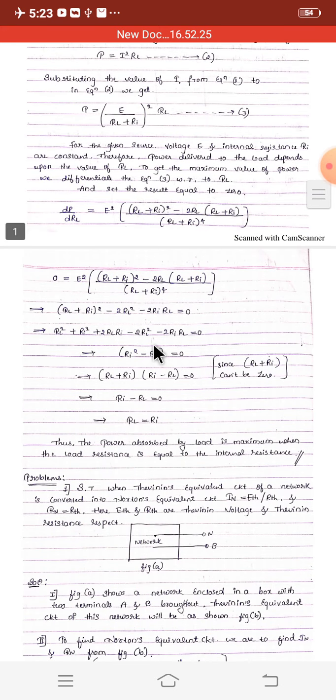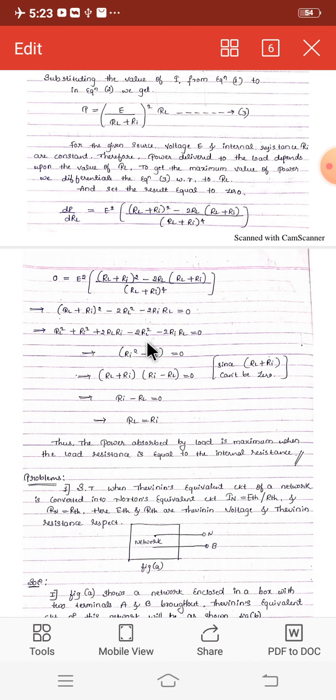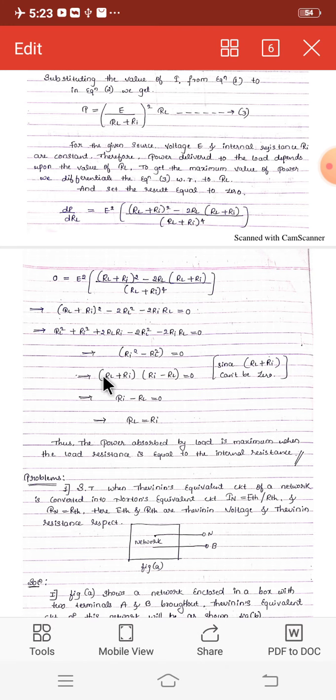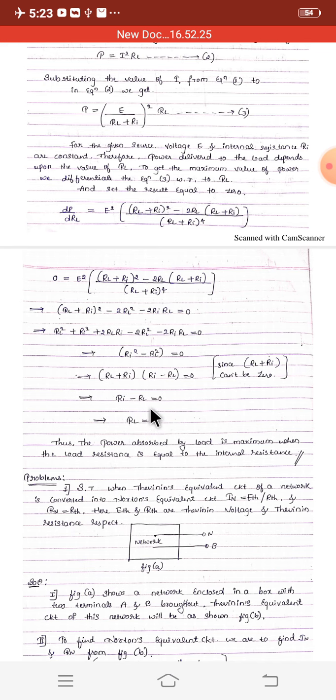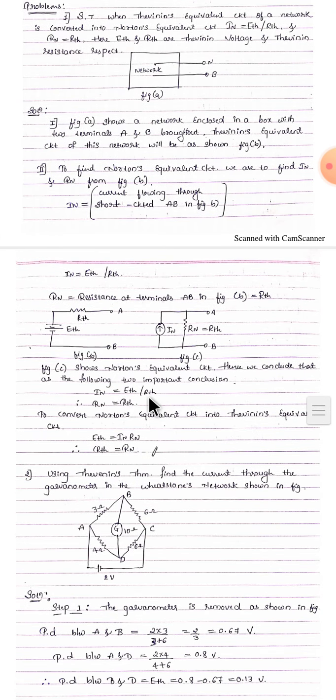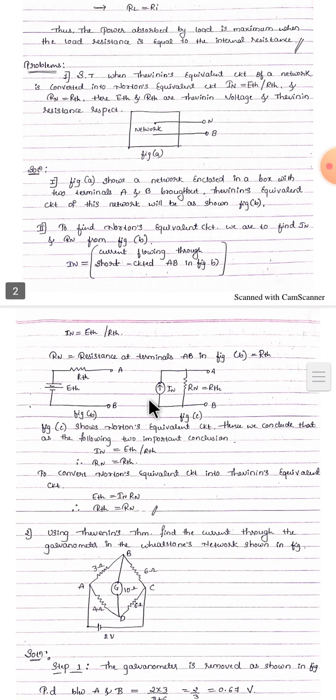Simplify this expression. Here RL square minus 2RL square, that is minus RL square. Ri square is only Ri square, plus 2RL Ri minus 2RL Ri get cancelled. But since RL plus Ri can never be equal to 0, only this is equal to 0, that is RL equal to Ri. So RL equal to Ri means the maximum power transfer theorem is proved. So these are the two applied problems. Just practice these two problems.